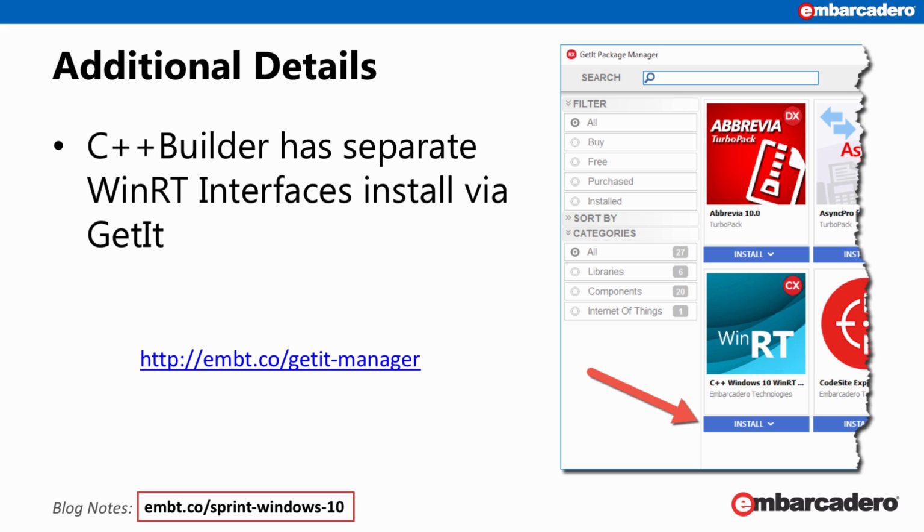So for C++, as I mentioned, a couple of things didn't work with C++ yet. But if you do want to unlock some more C++ WinRT functionality, you can download these interfaces separately via Get-It. Just go into Get-It, find the C++ Windows 10 WinRT interfaces, and you can download those.